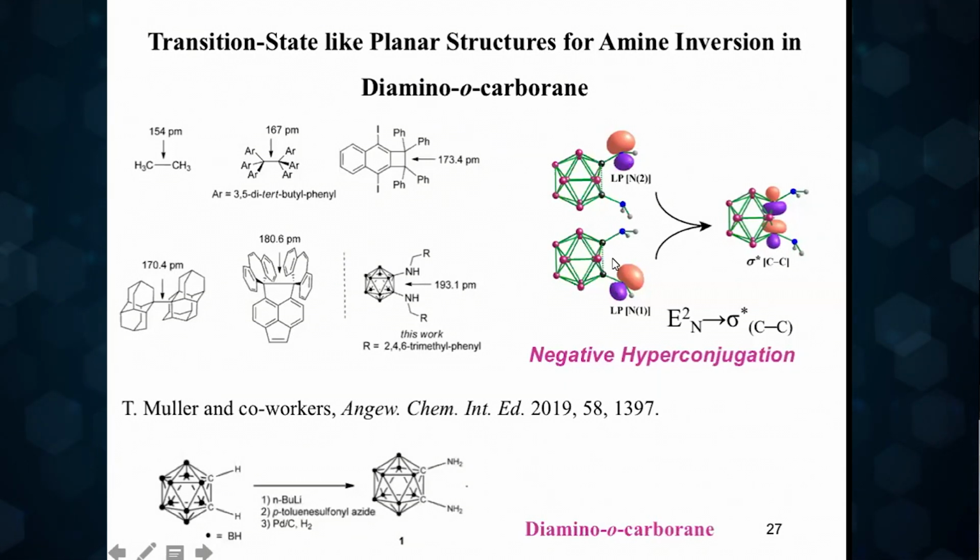In fact, this phenomenon, transfer of electrons from the lone pair to a sigma star orbital, is what is called negative hyperconjugation. And we have been interested in this molecule. For example, last year there was a wonderful report where people have made a molecule like this, which has a carbon-carbon bond length of about 2 angstroms.